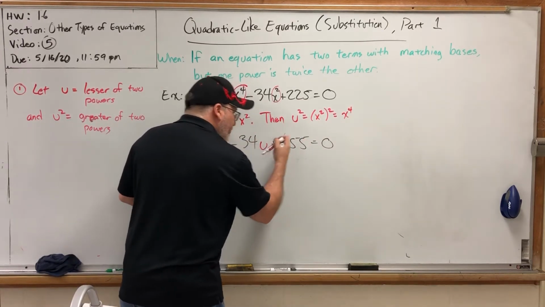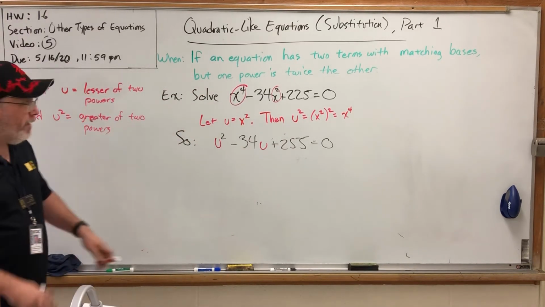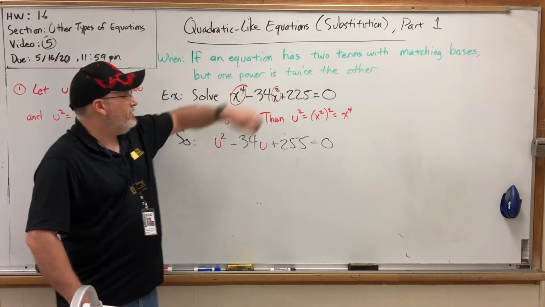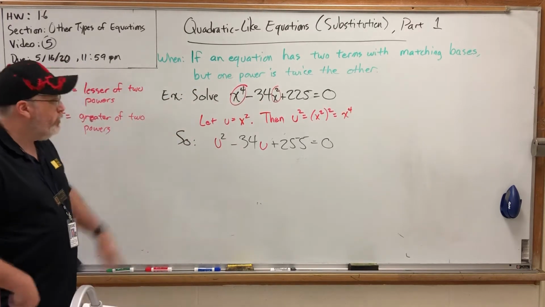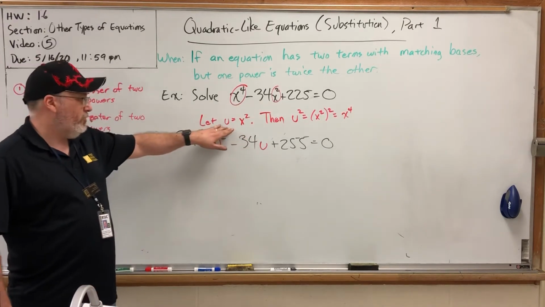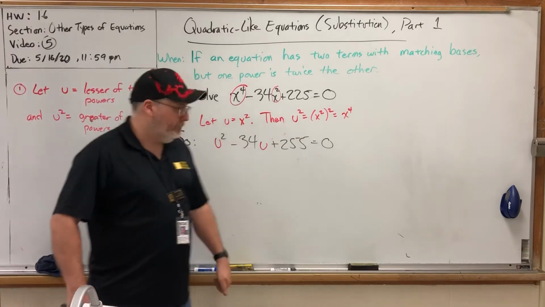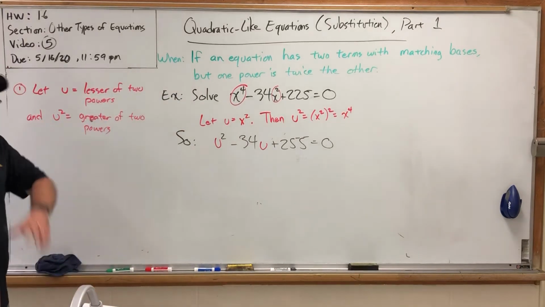So although it wasn't originally a quadratic equation, because of the structure of the problem, two terms with matching bases, one power is twice the other, you can pull off a substitution by renaming the lesser of the two powers a single letter, like U. Then the larger of the two powers becomes U squared, and now it's quadratic. And we can solve it as such.